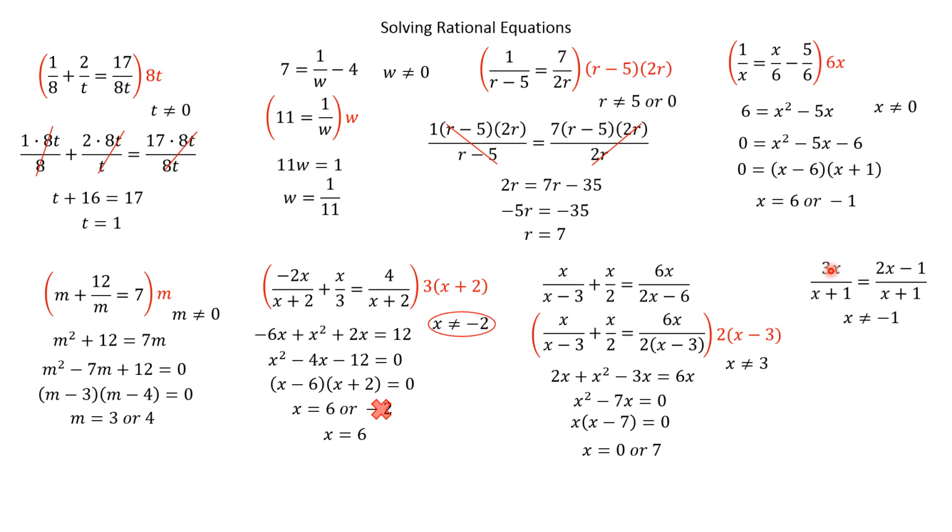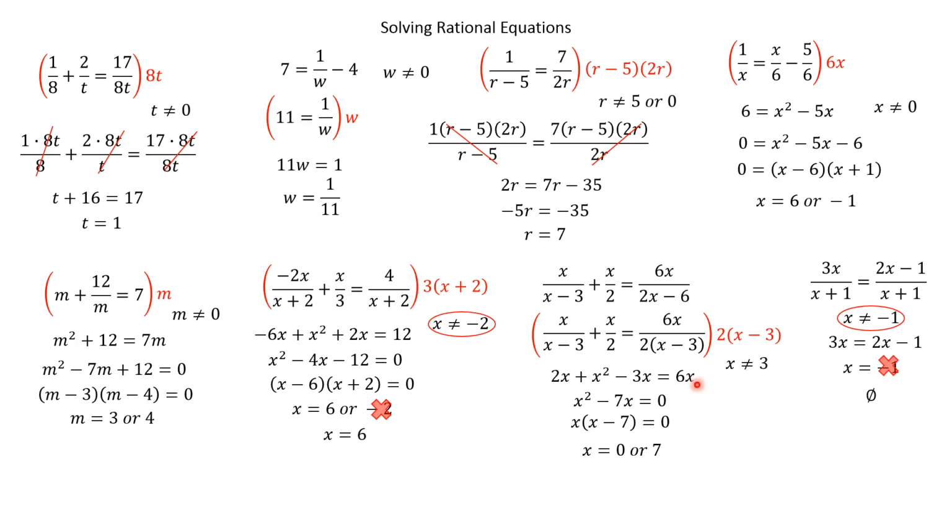So we have our common denominator. So 3x has to equal 2x minus 1. Subtract the 2x over. x equals negative 1, but x can't equal negative 1, so that doesn't work. We don't have any other options here, so it's just no solution, which is a possibility. It's possible that it will never equal.